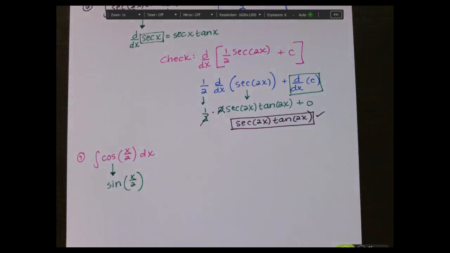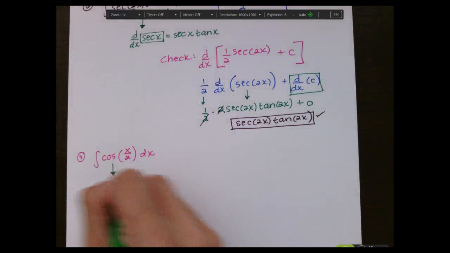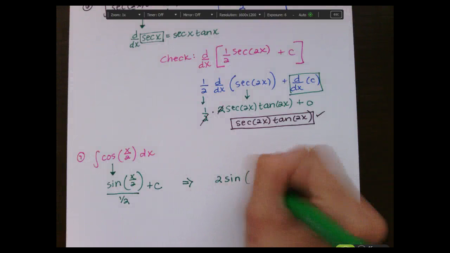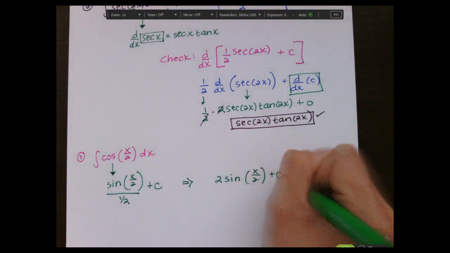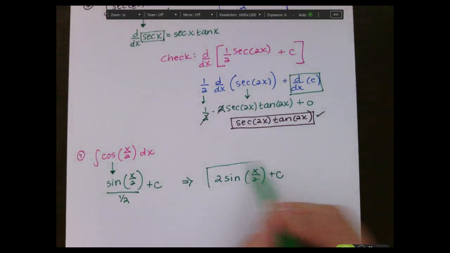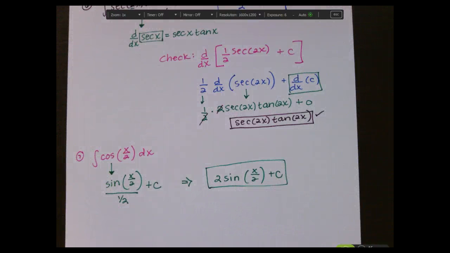We have that inner argument, which means that if we were to take the derivative of this function, we'd end up multiplying by 1/2 to finish off the chain rule, which means we need to divide this by 1/2. Remember that dividing by 1/2 is the exact same thing as multiplying by 2. Hopefully I can go through this one a little bit more quickly because you're starting to catch on, but that should be the result: 2 sine of x over 2 plus c.